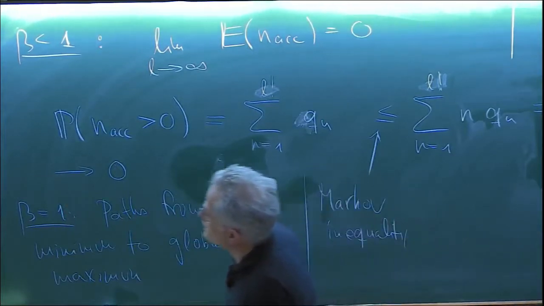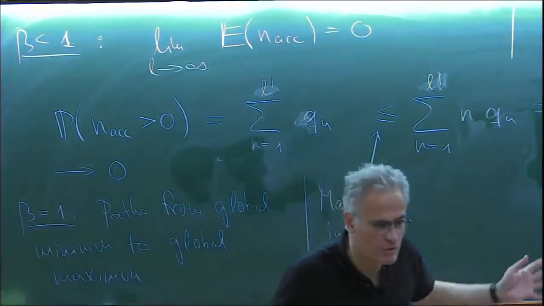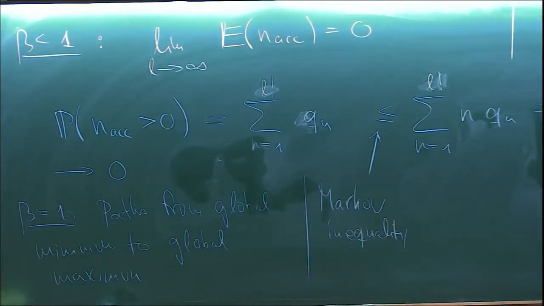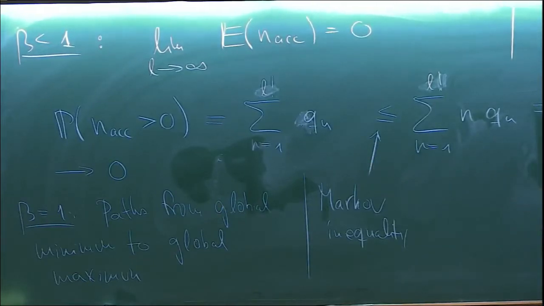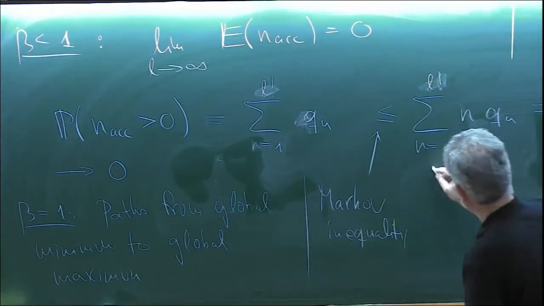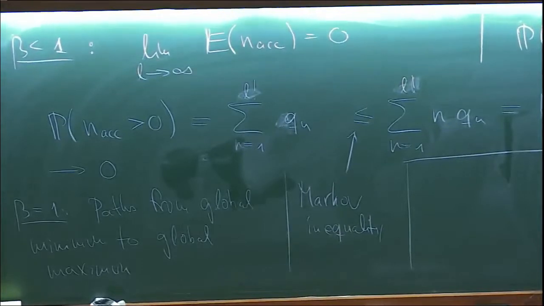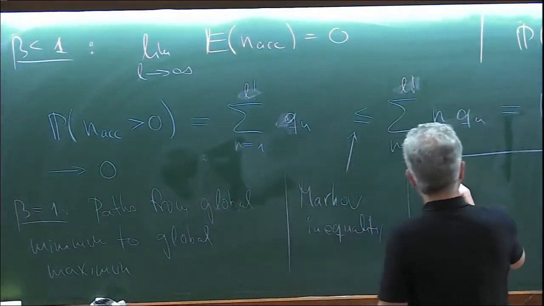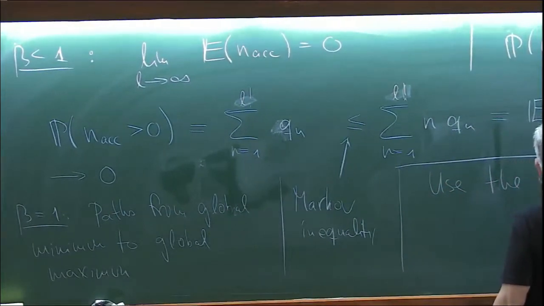Now, when beta is equal to 1, you see that the expected number of paths is L, right? This thing disappears, and so it actually diverges when L becomes big. Now, if it diverges, you have an inequality in this direction, but you cannot really make any use of it because it diverges, and that doesn't tell you anything about the probability on the right-hand side. So then you need to use another inequality, and this involves a second moment. This has various names. I'll just call it the second moment inequality.